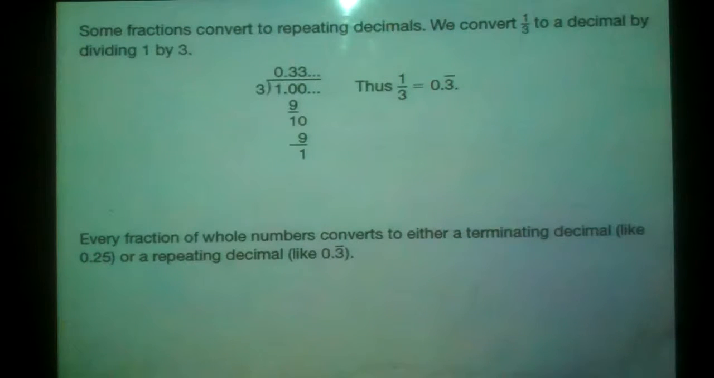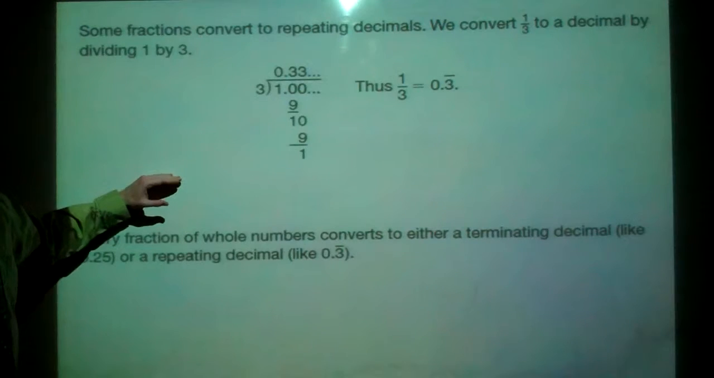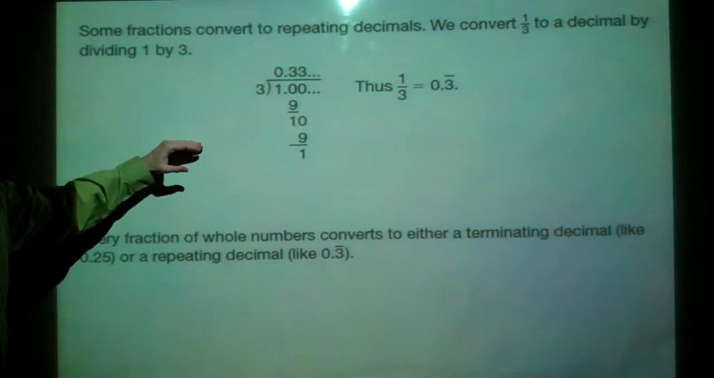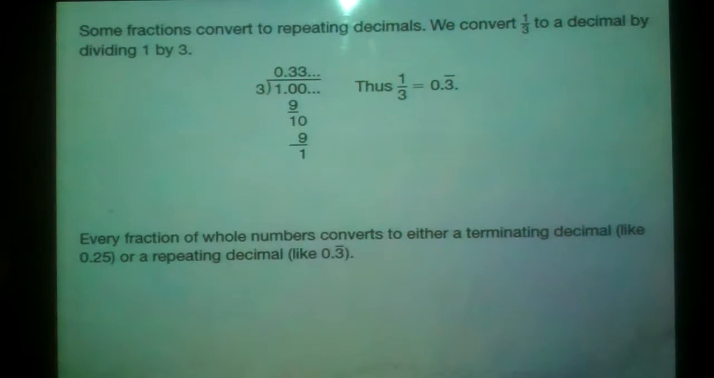So let's take a look here. Just to review, every fraction of whole numbers converts to either a terminating decimal, like 0.25, or a repeating decimal, like 0.3 repeated. So if we have any two whole numbers, like 4/5, or 7/100, or 125/800, as long as there are two whole numbers in a fraction, you'll either get a decimal that terminates or a decimal that repeats.